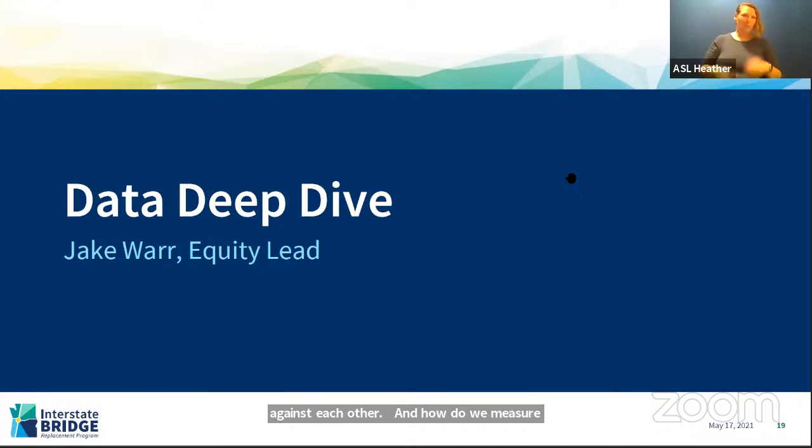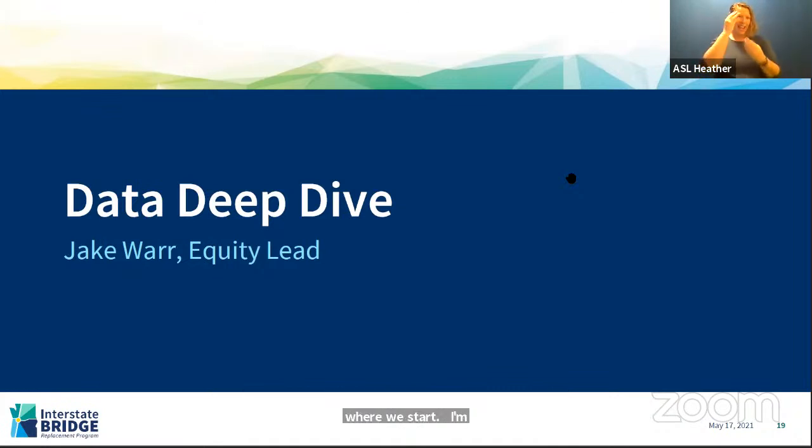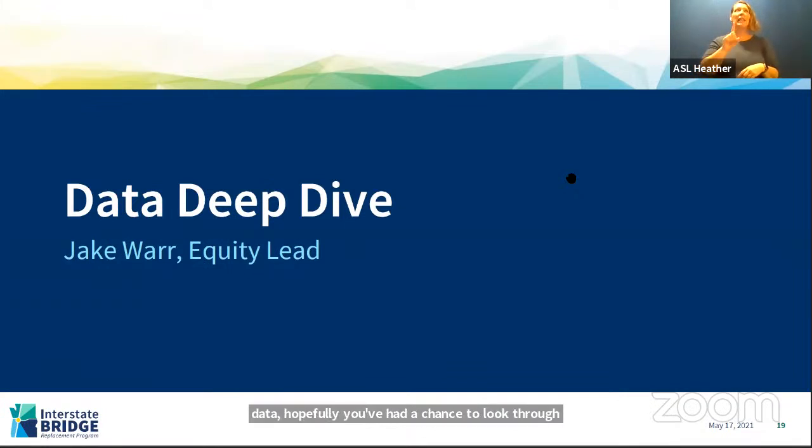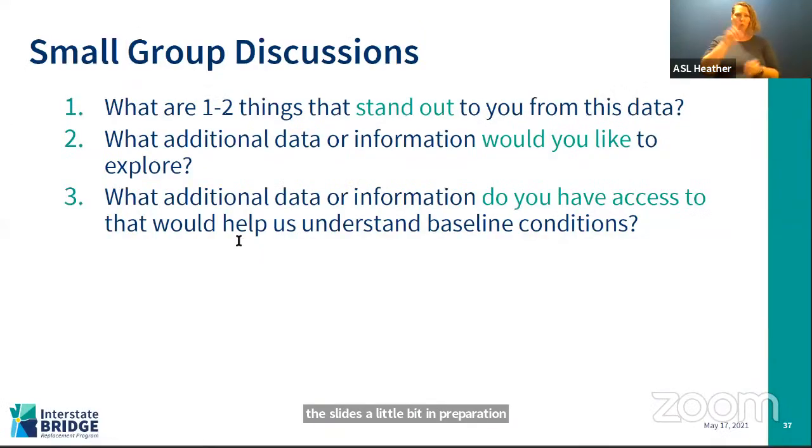So I'm going to walk through a lot of data. Hopefully you've had a chance to look through the slides a little bit in preparation. I'm going to skip forward a bit to the discussion questions so that you can be thinking about these as I walk through this. The three questions we're going to discuss when we get there: what are one or two things that stand out to you from this data? What additional data or information would you like to explore to help inform your thinking?